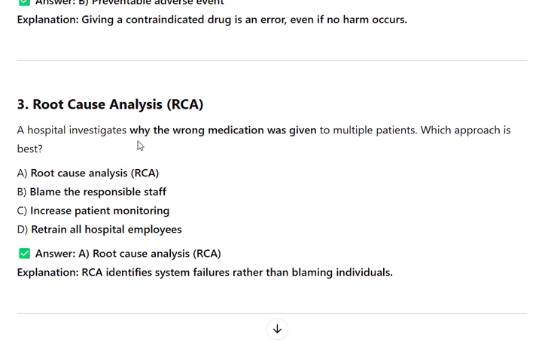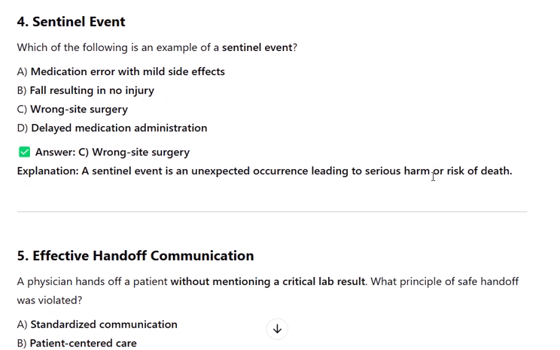4. Sentinel event. Which of the following is an example of a sentinel event? A. Medication error with mild side effects. B. Fall resulting in no injury. C. Wrong site surgery. D. Delayed medication administration. Answer: Wrong site surgery. Explanation: a sentinel event is an unexpected occurrence leading to serious harm or risk of death.